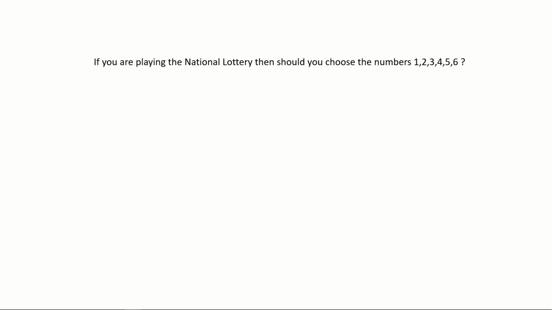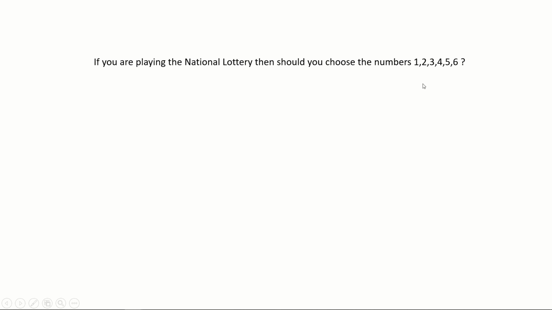So if you're playing the National Lottery, then should you choose the numbers 1, 2, 3, 4, 5 and 6? Well, it seems silly that the numbers would come up like that. But you might think that, well, they've got just as much chance as any other numbers, so why not? Why wouldn't I play them? But you shouldn't play them.